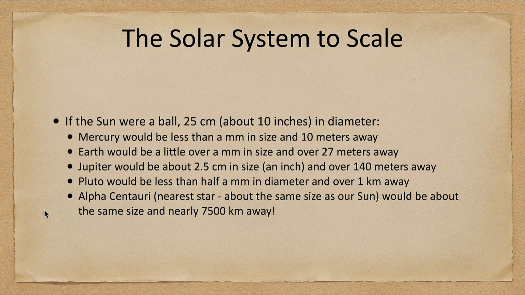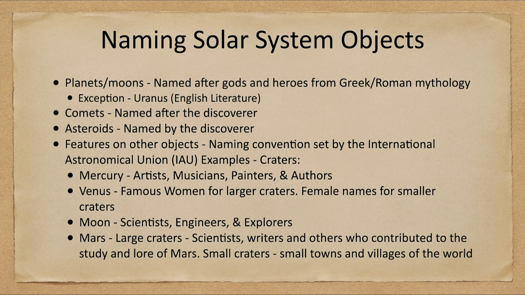Now, where do these objects get their names? Well, they are named by the International Astronomical Union, so the conventions are set by the IAU. Let's look at some of the examples here. For the most part, planets and moons are named after the gods and heroes from Greek and Roman mythology. With one exception, Uranus has moons named after characters from English literature. So everything else from Greek and Roman mythology, Uranus a little bit different.